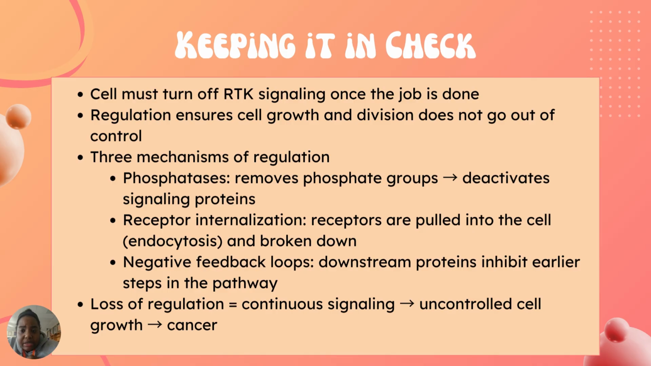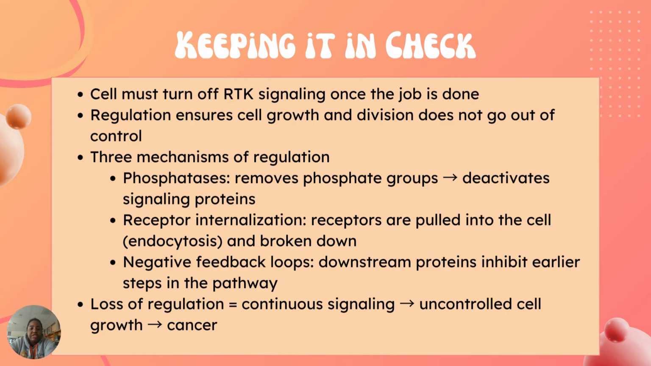Phosphatases, known as the off switch, are enzymes that remove phosphate groups from proteins. Remember, phosphorylation turns proteins on, so the opposite effect, dephosphorylation, turns them off. Think of phosphatases as the cleanup crew that comes in after the work is done. They reverse the phosphorylation mark, stopping the cascade and allowing the cell to rest.